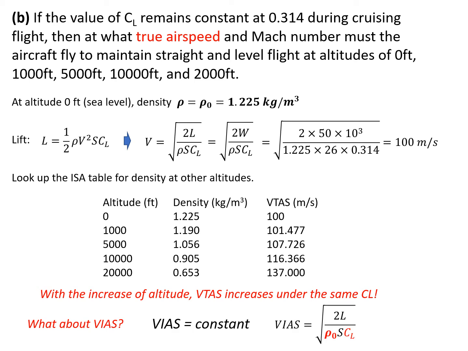The answer is no, it won't change, because for indicated airspeed, we are using rho 0, which is the sea level density in that formula. So if rho is replaced by rho 0, it doesn't change. And because CL doesn't change, L doesn't change, and area doesn't change, indicated airspeed, despite the change of altitude, doesn't change. So in order to answer this question, we should know the difference between indicated airspeed and true airspeed.